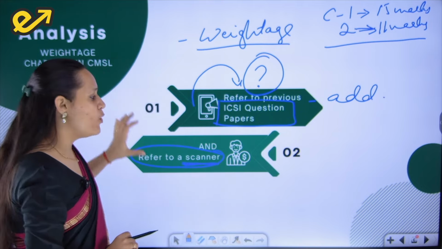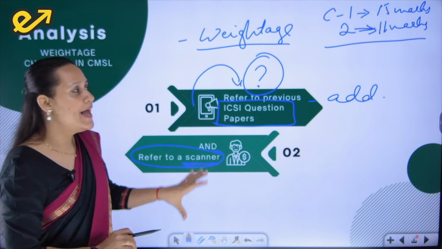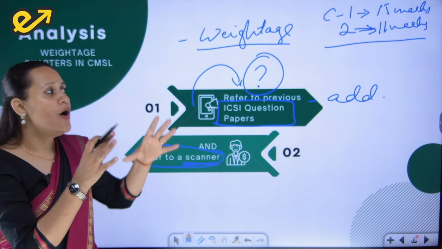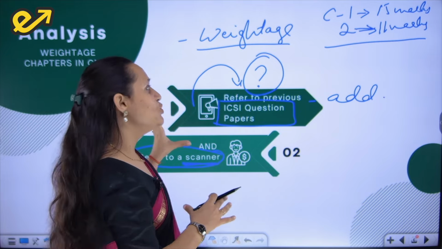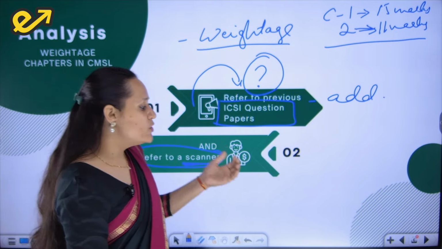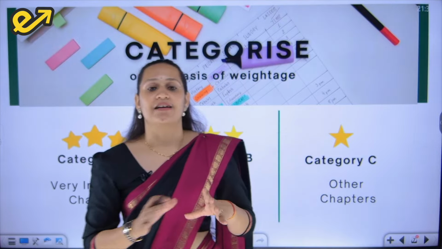In addition to that, you can also take the help of the scanners and create this analysis of how much marks one particular chapter carries. Once you have done the analysis, then we are going to move to the second step, that is categorization.